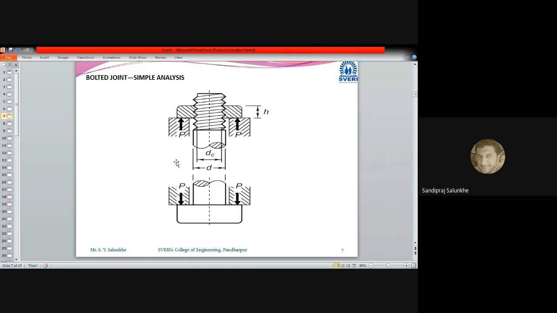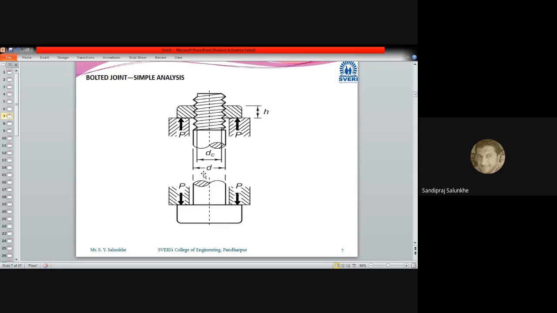So these two parts are connected with each other and they are kept in contact with each other under the application of external force P. When you consider this externally applied force P, that force P is applied both on this nut as well as on this cylindrical bolt.